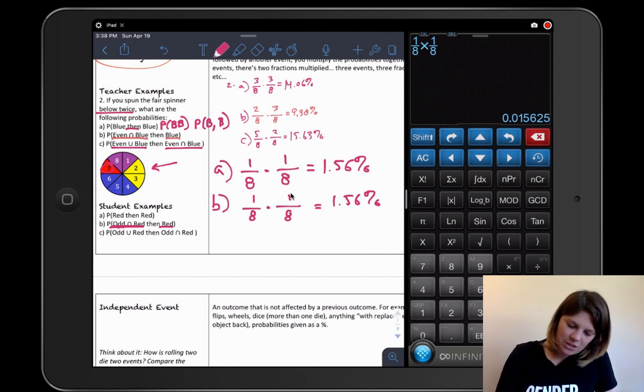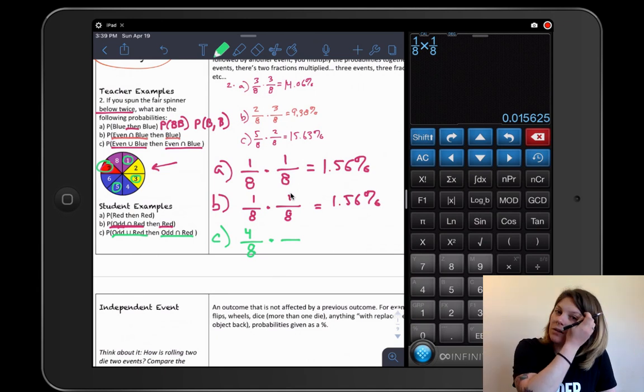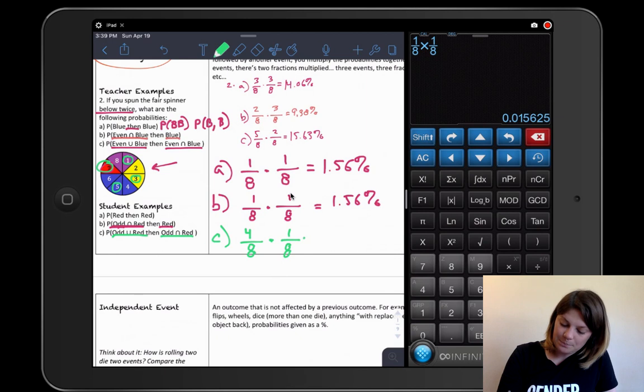All right, let's look at the final question here. The final question is odd union red, then odd intersection red. So odd union red means we have red and then we have all the odd numbers. So that's a total of 4 out of 8 possibilities. And then our second roll is odd intersection red. We just did that. That's 1 out of 8.